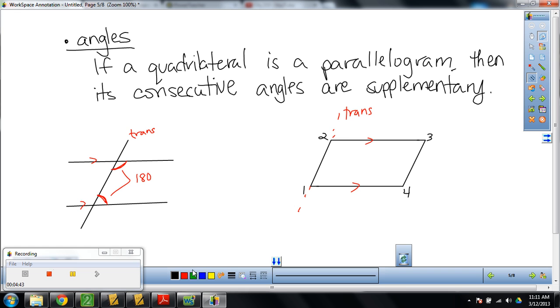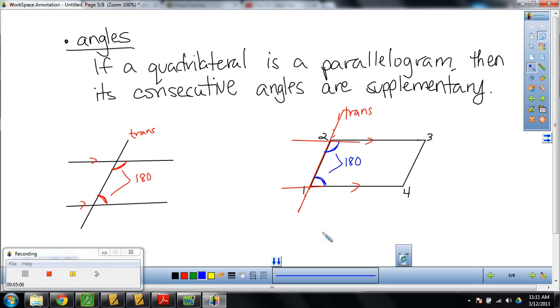So if we extend these lines, there's our transversal, here's a set of parallel lines, here's a set of parallel lines. So the interior angles of the parallelogram, this angle right here and this angle right here, those are consecutive angles, so we know the consecutive angles are supplementary, or equal to 180.